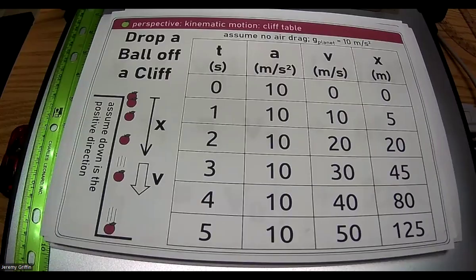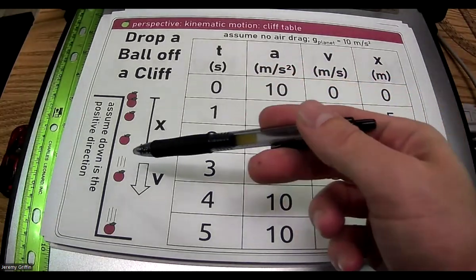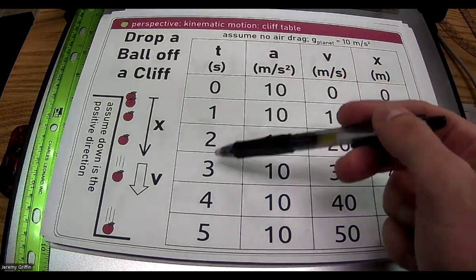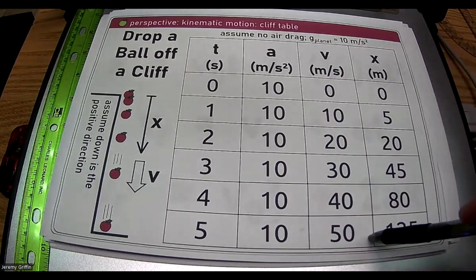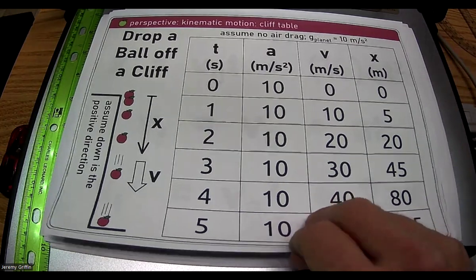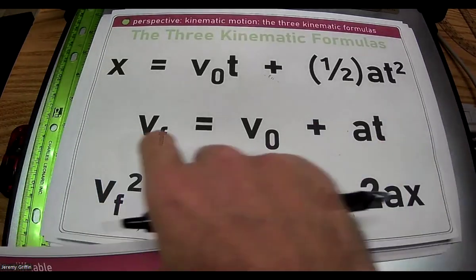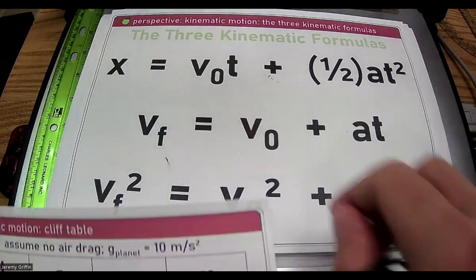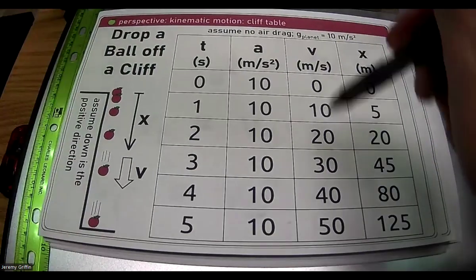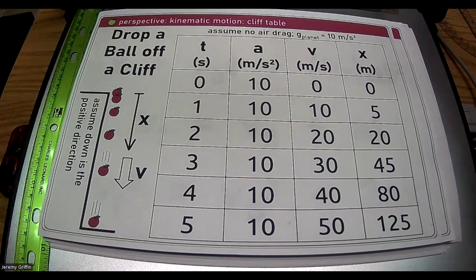Let me point that out here. Okay, here's a drop off a cliff. It's been falling for 1, 2, 3, 4, 5 seconds. It's picked up to 10, 20, 30, 40, 50 meters per second, just like that. And the equation to back that up is, of course, this middle one again. Right, go 10 times 5 is 50. Starting from rest, this was 0. 10 times 5 is 50. There you go. All right.